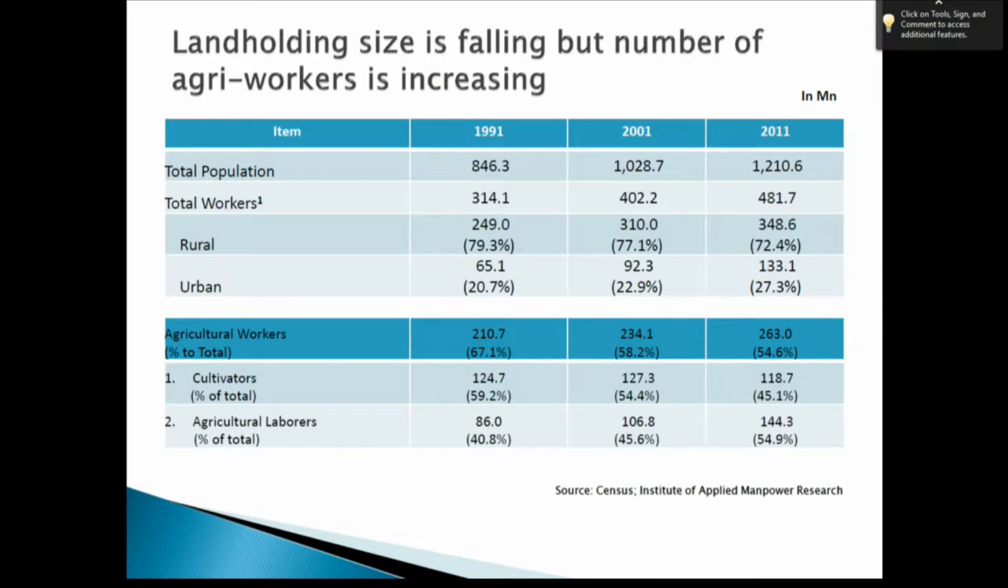So 2 points here. One, as a percentage of total workforce, cultivators are about 25%. As you can see, the second point, cultivators have gone down and agri-laborers have gone up. So cultivators have actually gone down. That means ownership of land is diluting and the number of agri-laborers operating on the land has been going up.